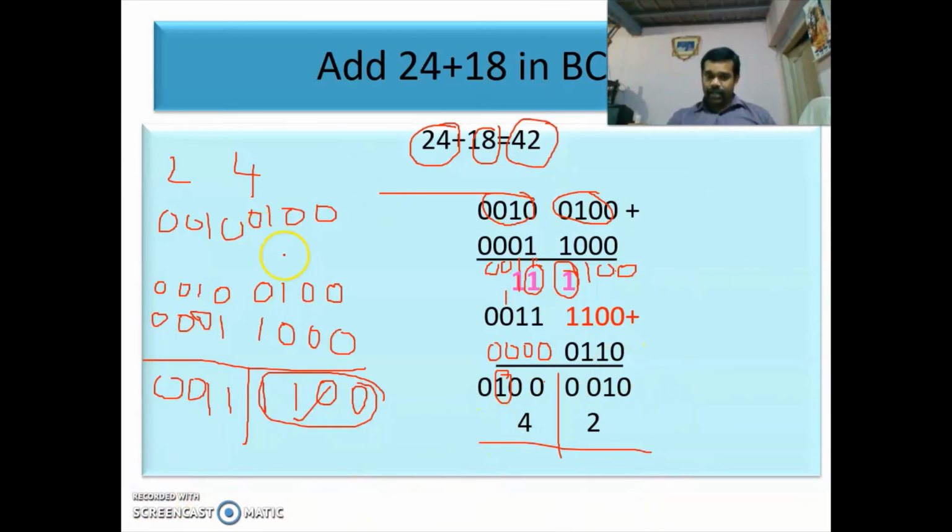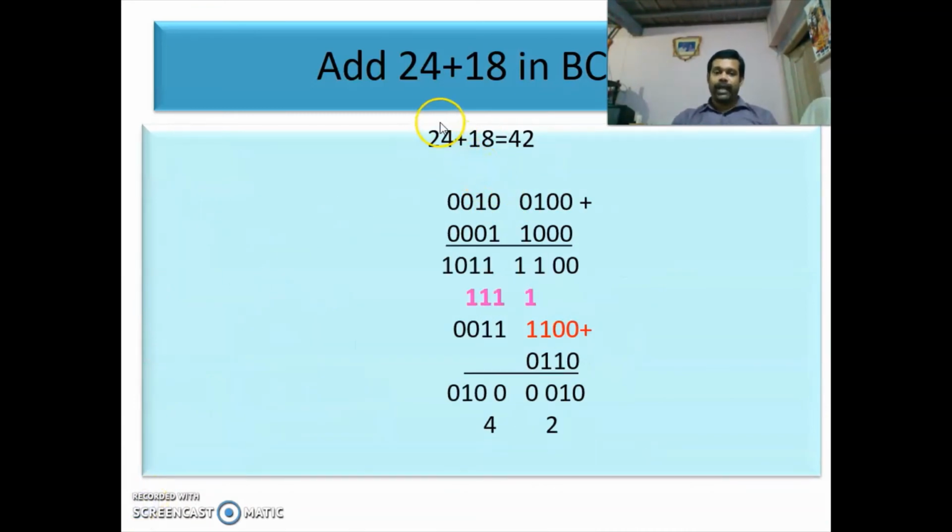Once again I am telling, we are going to add 24 plus 18. So in BCD we have to split each and write each digit as a 4-bit binary number. So the value of 4 is 0 1 0 0. The value of 2 is 0 0 1 0. Similarly, the value of 8 is 1 0 0 0 and the value of 1 is 0 0 0 1.